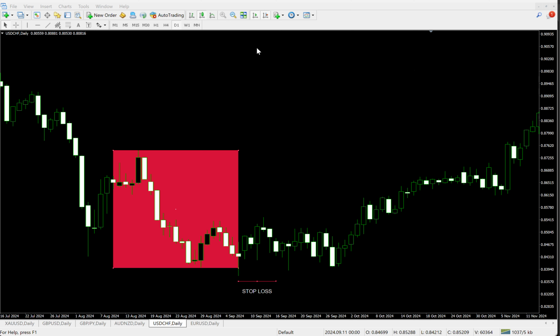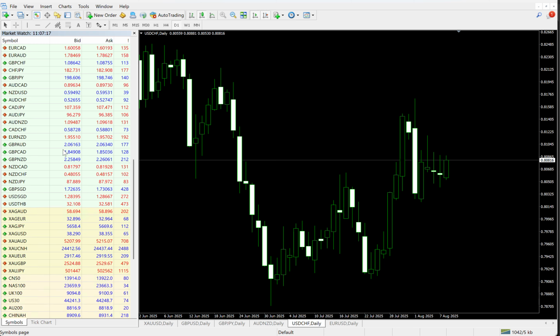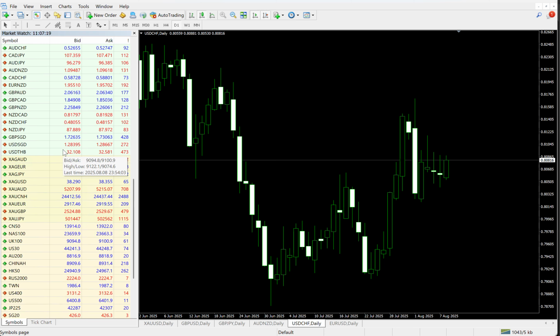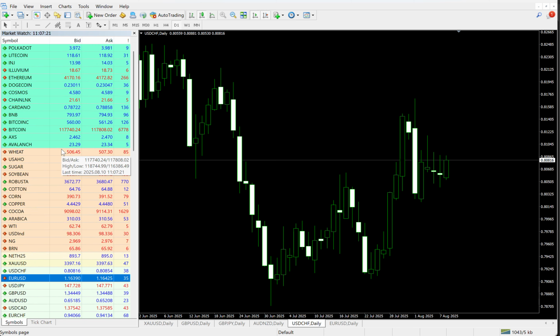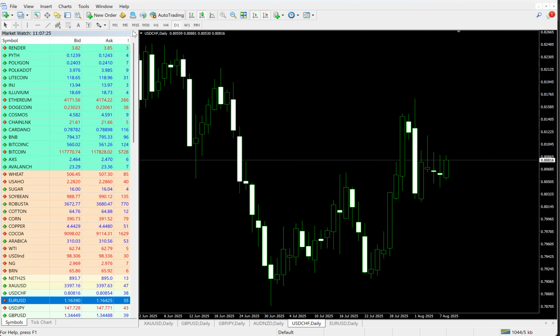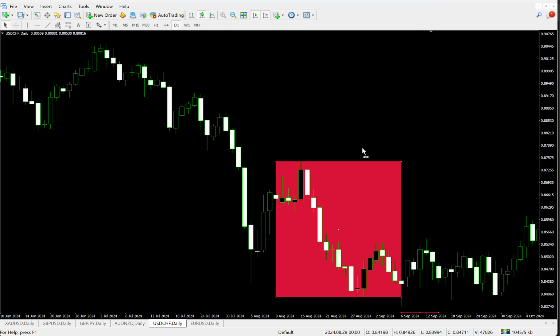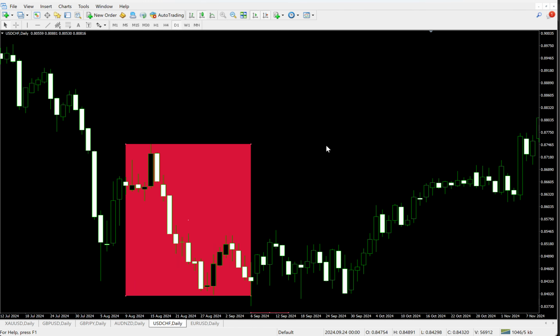This strategy is performed on the daily time frame only, and it's a multi-currency trading strategy, so you can use it on all available assets in your broker terminal. Like I have here the Alpari terminal opened on MT4, and you can use it on all available currency pairs, commodities, gold, cryptocurrencies, and so on. Whatever you have available. So let's deep dive into the strategy itself.